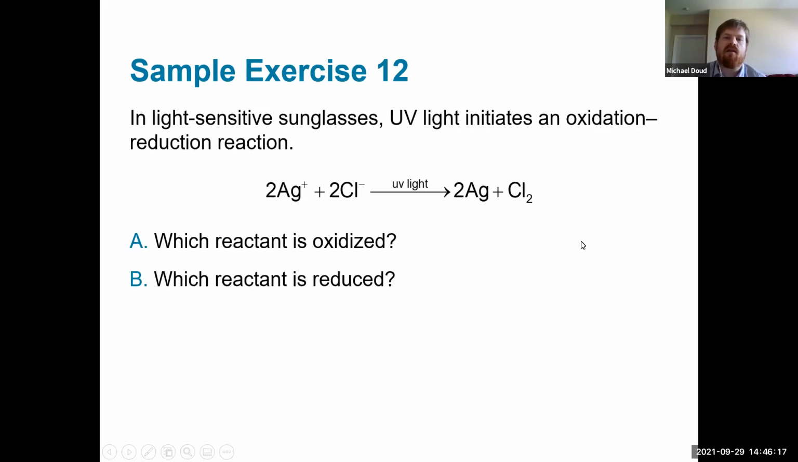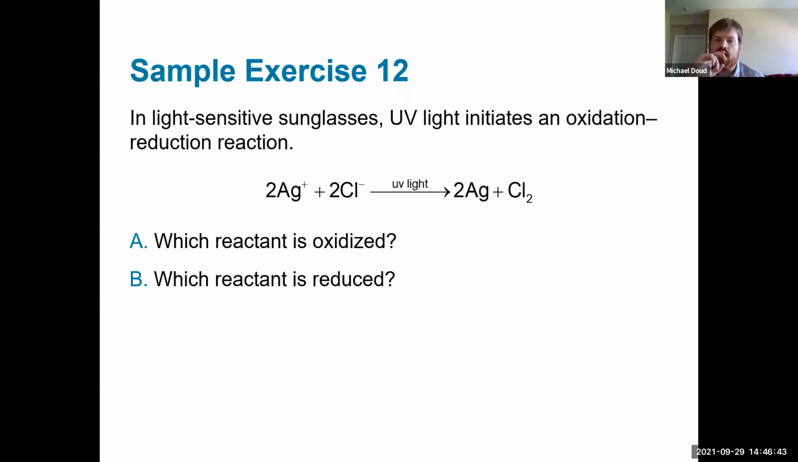Okay. All right, now this is fun. In light-sensitive UV sunglasses, UV light initiates an oxidation reduction reaction where 2 silver ions react with 2 chloride ions to form 2 silver atoms and 1 chlorine atom. So given all of this, can you tell me which reactant was oxidized and which reactant was reduced?